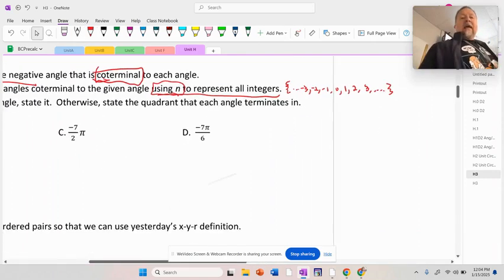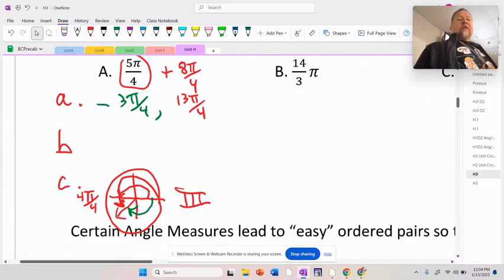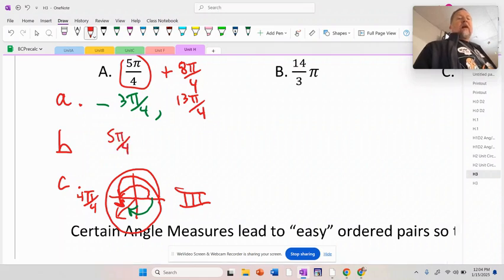Okay? So if n is an integer, then how do I name all of these angle measures that land here? Well, the angle measure, and then how far away is the next angle measure? What would I have to add or subtract to 5 pi over 4 to get that? What would I have to add to 5 pi over 4 to land right in the same spot?